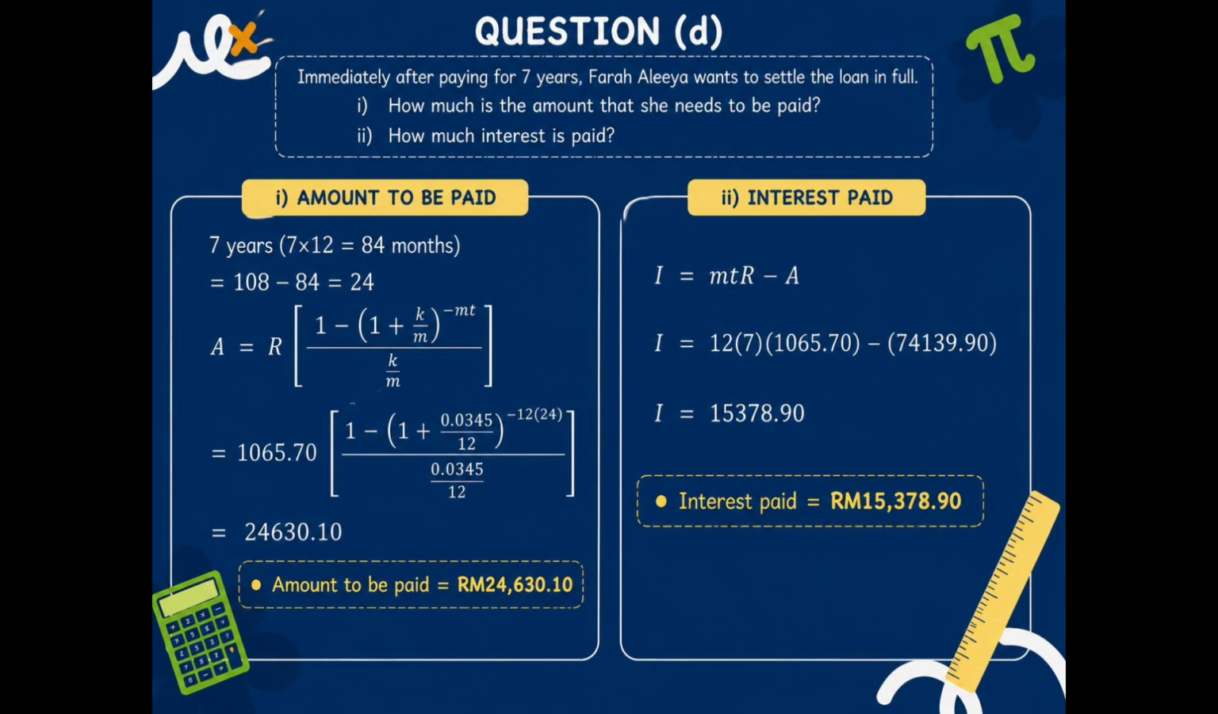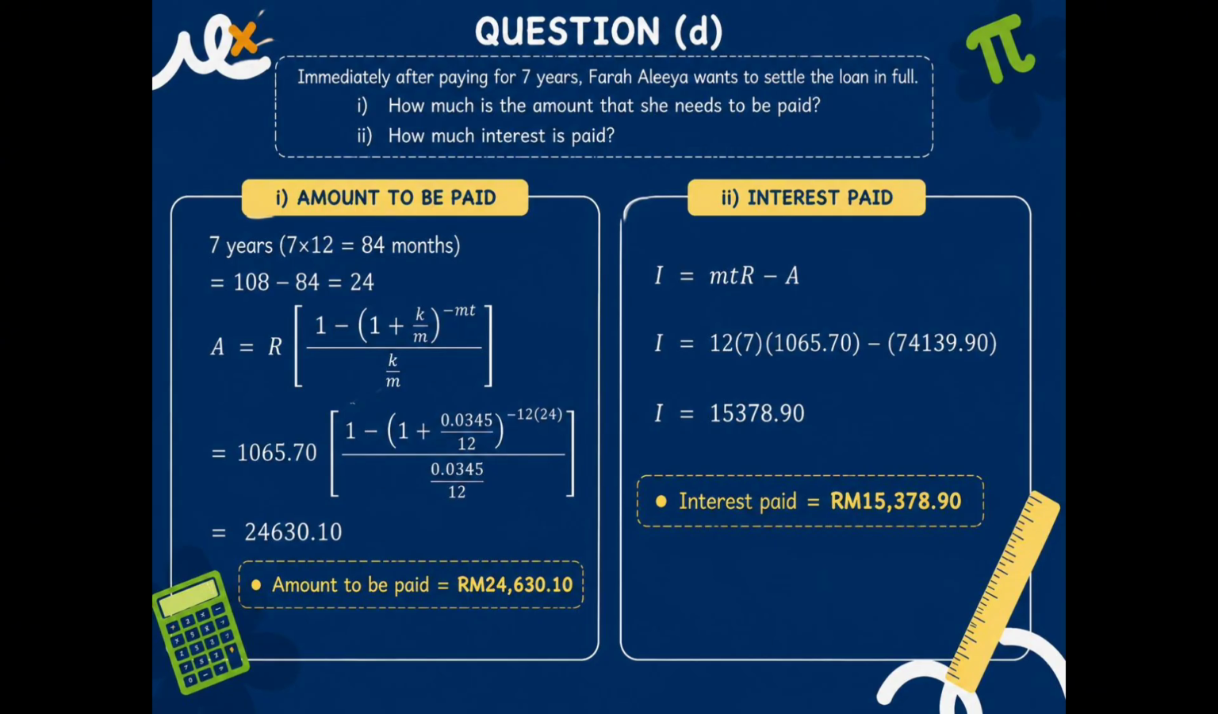Next is question B1. How much is the amount that she needs to pay? Farah Alia decides to settle her loan immediately after making payments for 7 years. The original loan term is 9 years, which is 9 years multiplied by 12 months equals 108 months. The number of payments already made is 7 years multiplied by 12 months equals 84 months. Therefore, the remaining loan period is 108 months minus 84 months equals 24 months.